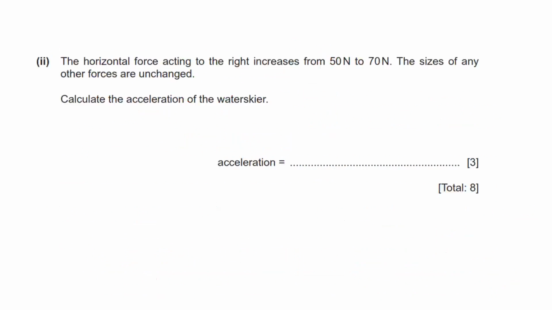So moving ahead, question C, part 2, it says a horizontal force acting to the right increases from 50 Newton to 70 Newton. The sizes of any other forces are unchanged. So calculate the acceleration of the water skier. So this one was, for example, our person, and we were saying that 600 Newton was acting in this manner. So 50 Newton was acting this way, and the force of friction was 50 Newtons in this direction.